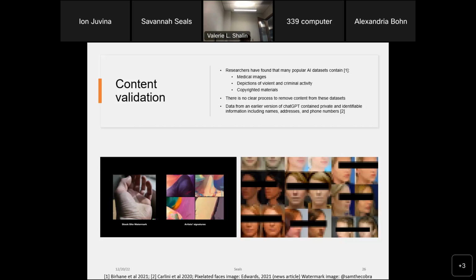Down here on the left, we have an example from a popular AI image generation model that you may have seen floating around the internet. We have a photo here with a fake watermark. We have some photos over here with mangled artist signatures, indicating that we had some copyrighted material in the original training data. Over here on the right, these are people's medical images that have been pixelated and blurred out for privacy, but these have been found in a popular AI image data set.